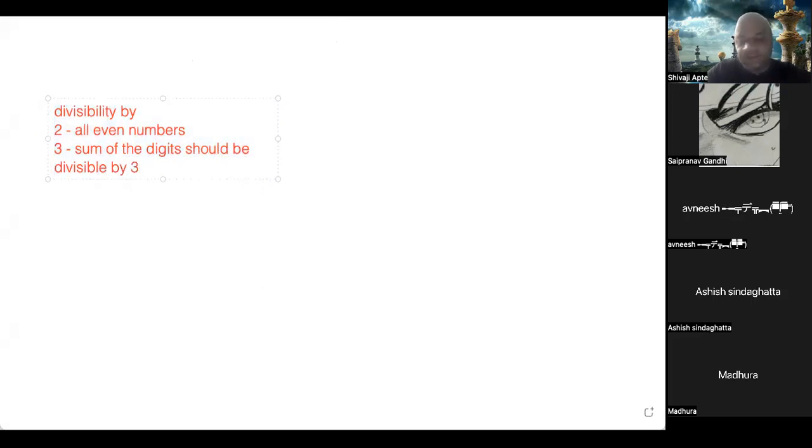This is what you know, right? How do you find out whether any number is divisible by 3? Just add the sum of the digits. Is it divisible by 3?